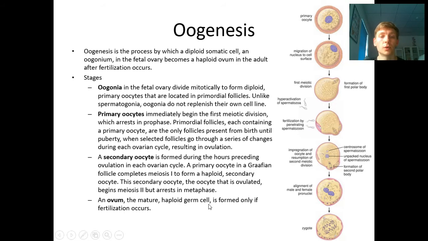The ovum is a mature haploid germ cell. Haploid means 1n, even after the second meiotic division. It happens only in fertilization, so the ovum never appears before fertilization. That is a very common confusion of students. The ovum appears only after fertilization, because impregnation by the sperm cell is necessary to complete the second meiosis of the ovum.